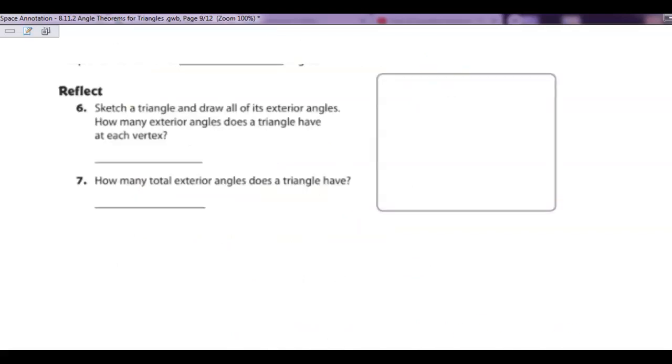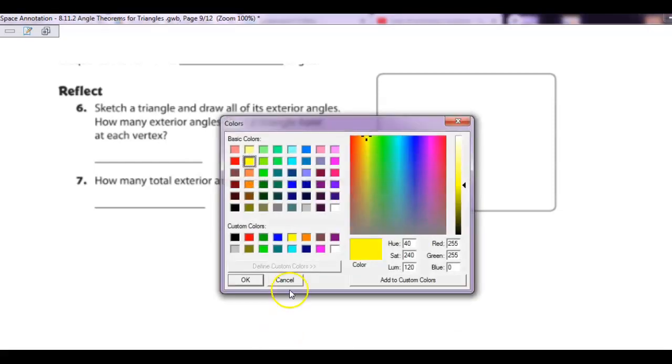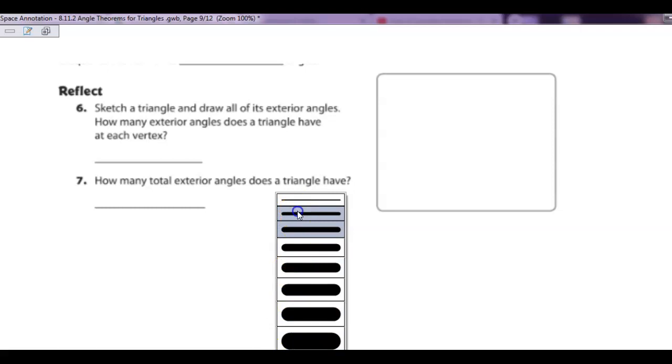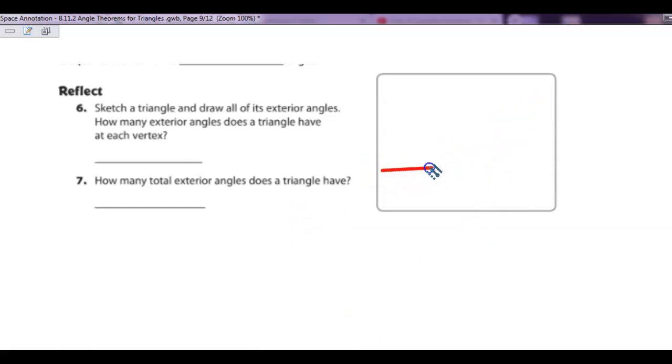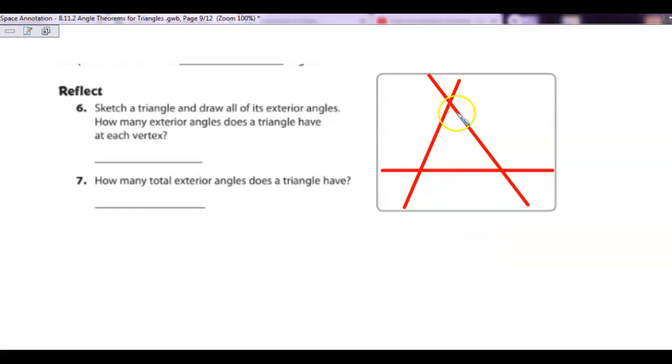So we can sketch a triangle and draw all of its exterior angles. How many exterior angles does a triangle have at each vertex? The best way to do that is to take red, thin out the line a little bit, and draw a triangle. When I am talking about my angles 1, 2, and 3, these are my 3 interior angles. And they want to know how many exterior angles a triangle has at each vertex.